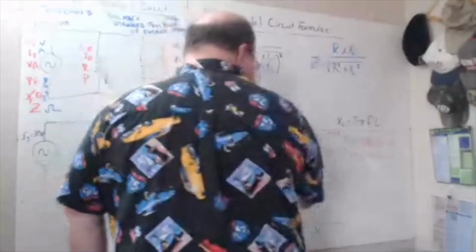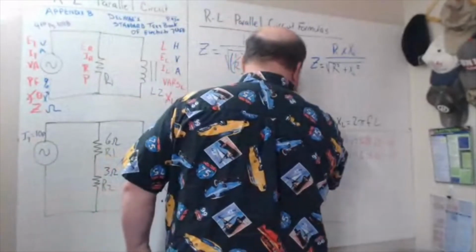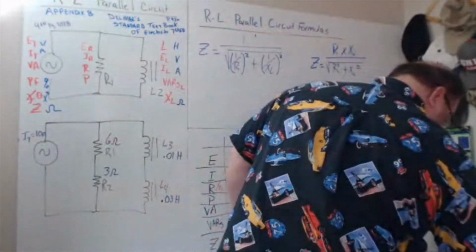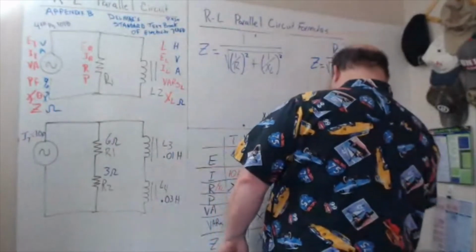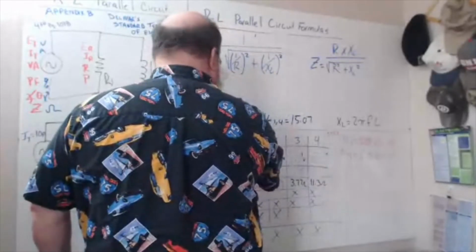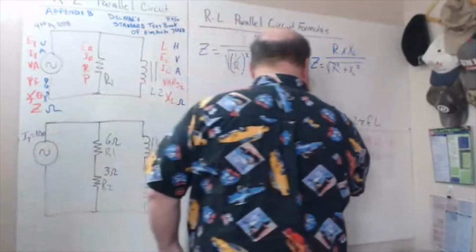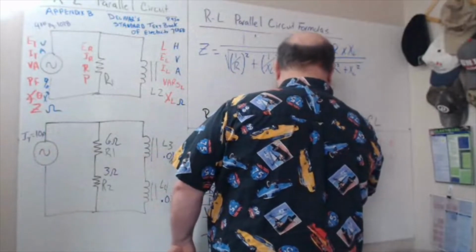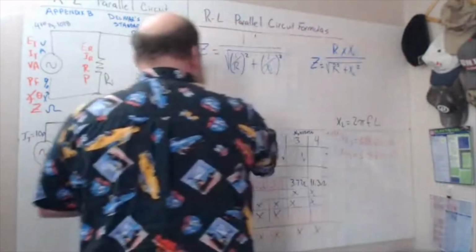Since they're in series, I can add the XLs together. So my XLs 3 and 4 is going to equal 15.07. Yep. And then my resistance is going to be 9 ohms. So I'm just going to write 15.07 ohms here for XL 3 and 4. Remember, that's the combined portion. I'll get rid of this, get rid of this.